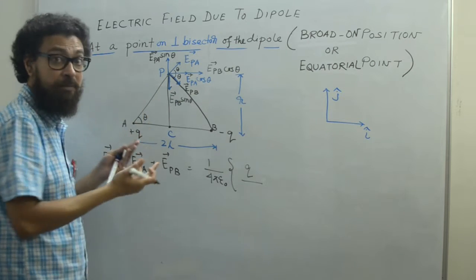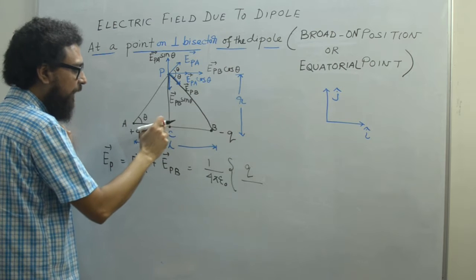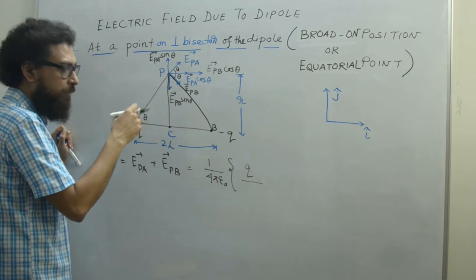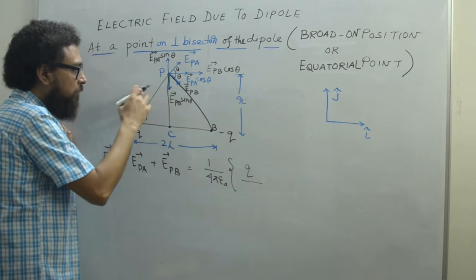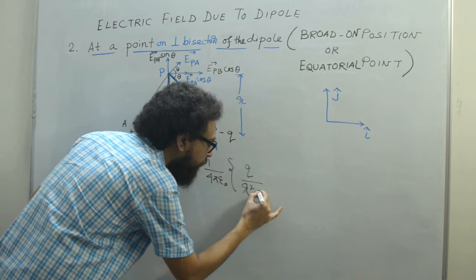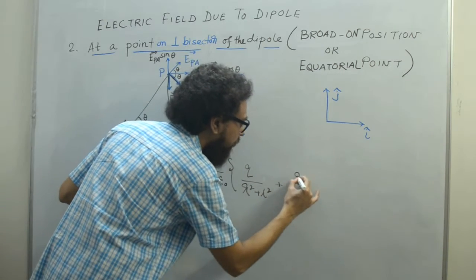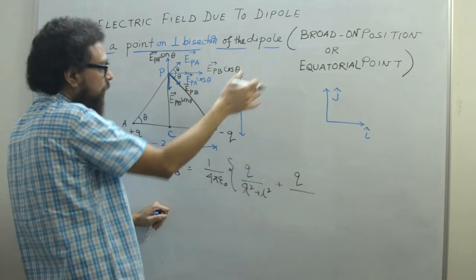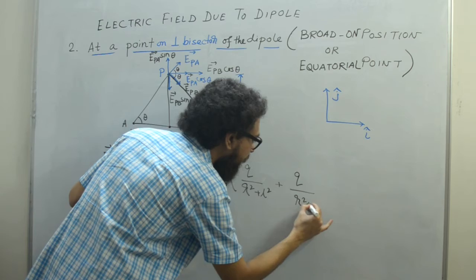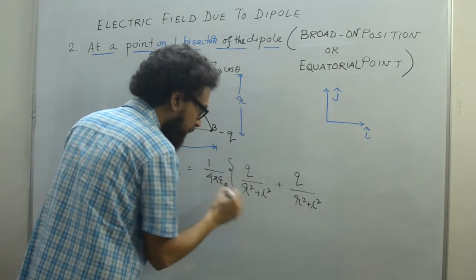So AP square means, what is this? We have this is AR, this much is L. So this is square root of L square plus R square, or R square plus L square. So when we do the square, it will come as R square plus L square. Great. And another one, we have Q by EPB cos theta, which is again the same. So we have R square plus L square, fine, but both of them had a cos theta.